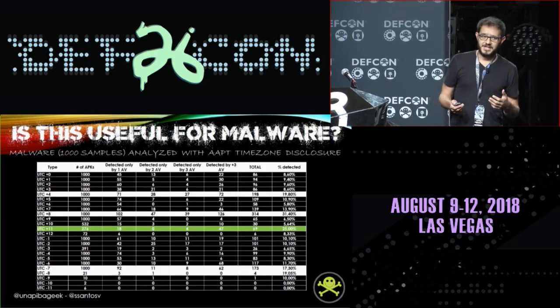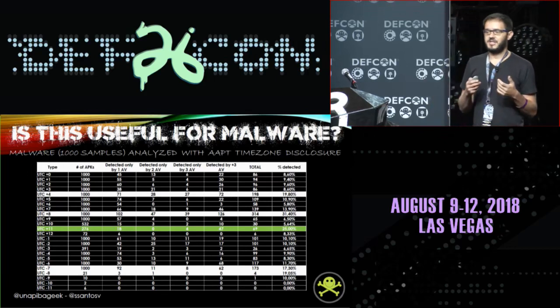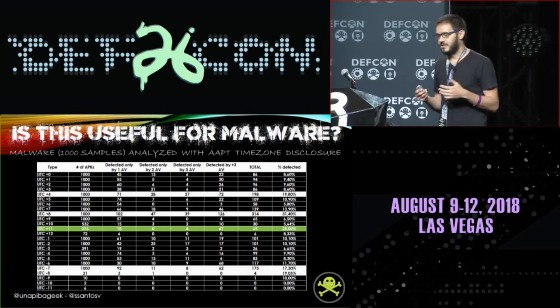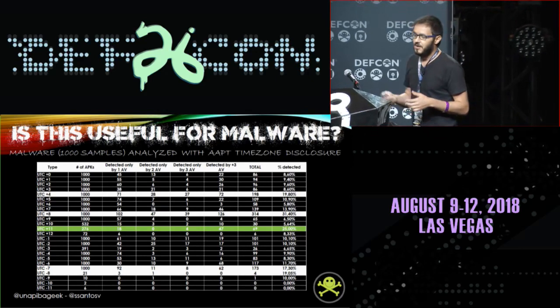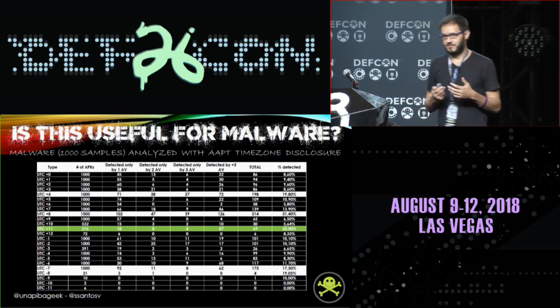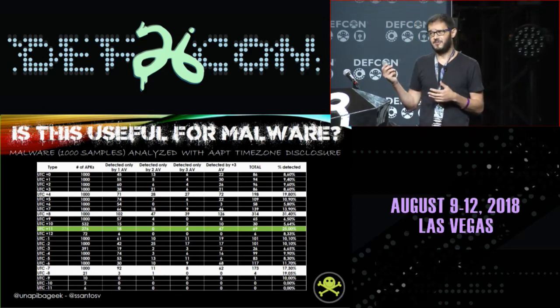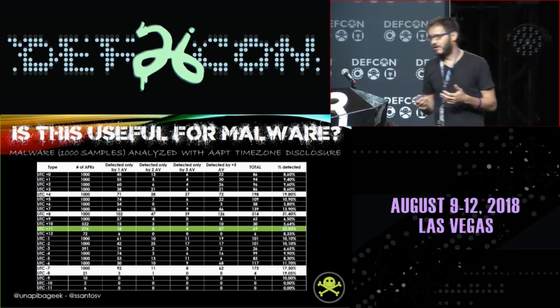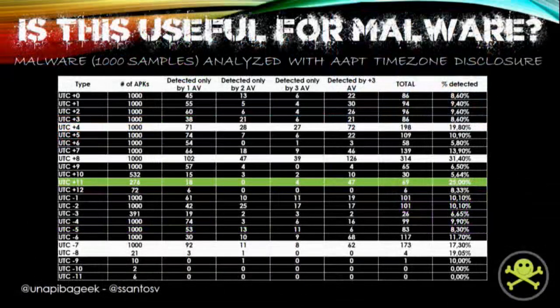Once we had all this information, what we did was take 1,000 samples with each leak: 1,000 of UTC +0, 1,000 of UTC +1, with the AAPT time zone disclosure bug. Some of them we didn't have enough of. For example, UTC -7, we only had 6 of them, because this is American Samoa in the middle of the Pacific, and we think there are not too many applications created there. So we checked that against different antiviruses, 1, 2, 3+ antiviruses, and checked how much malware there was.